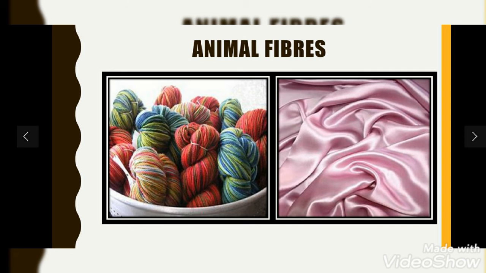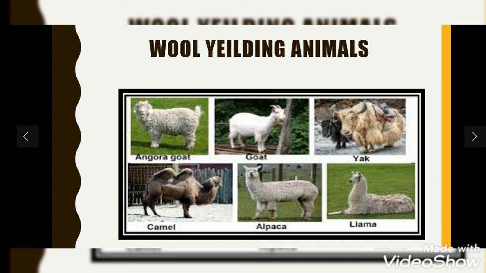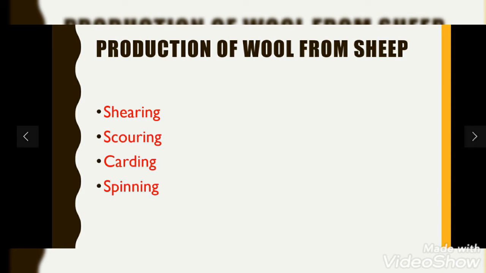Now, fibers from animals could be wool yielding animals, which give us wool. Like the Angora goat, goat, sheep, camel, yak, they all give us wool. They come under wool yielding animals. There are so many varieties of wool which we get from sheep, and this is used in making of carpets and Kashmiri shawls. They all come under this.